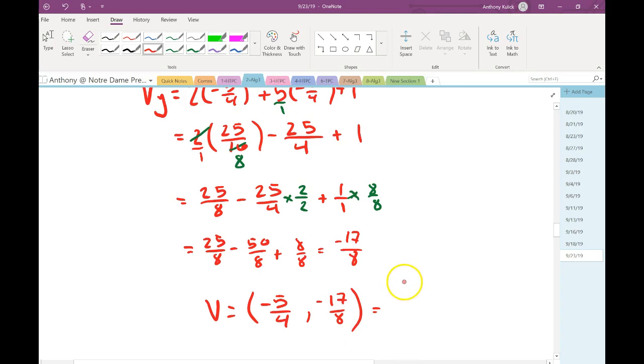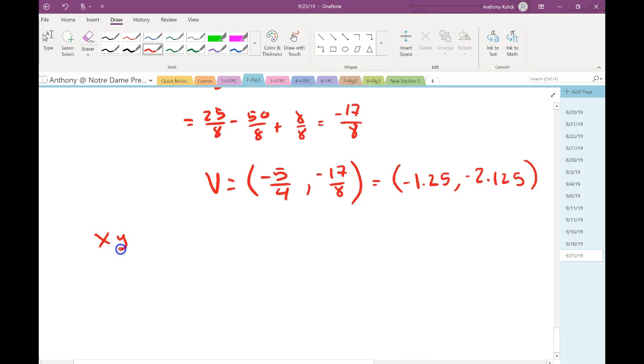Since we're going to be graphing this, I'm going to convert these into decimals, because I don't know about you, but figuring out where 17/8 is on the xy axis is not super intuitive. But I could just do that division on my calculator to get a decimal approximation. Is everybody okay so far?